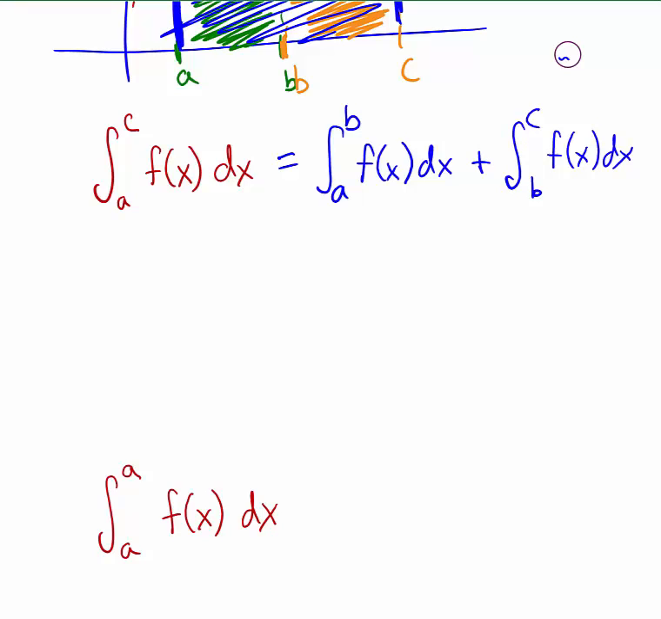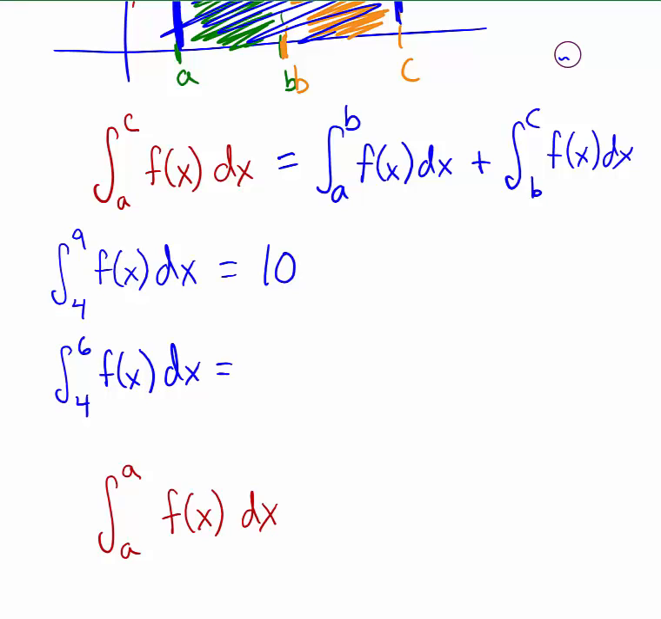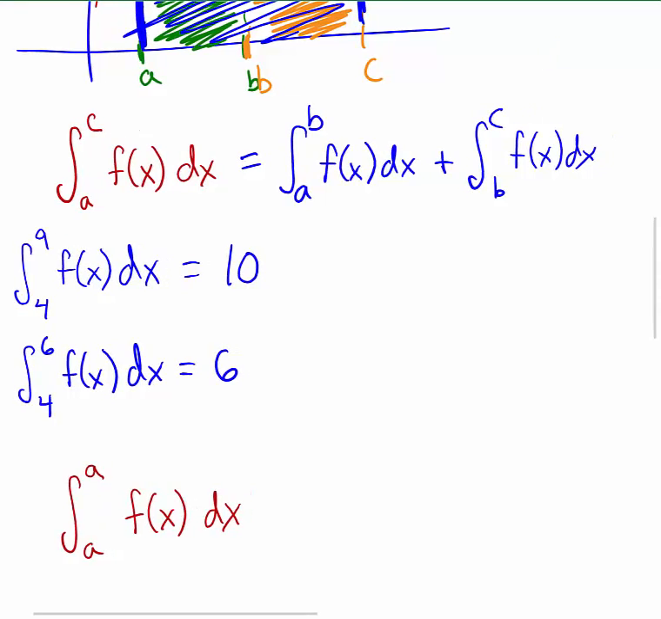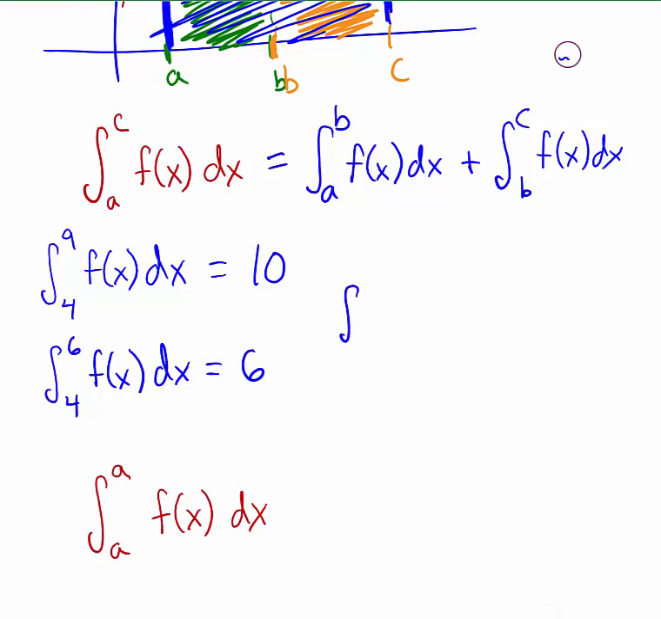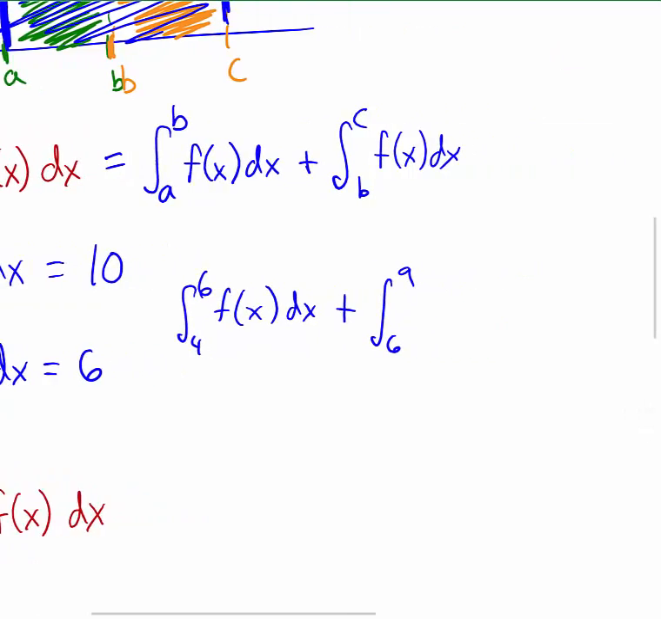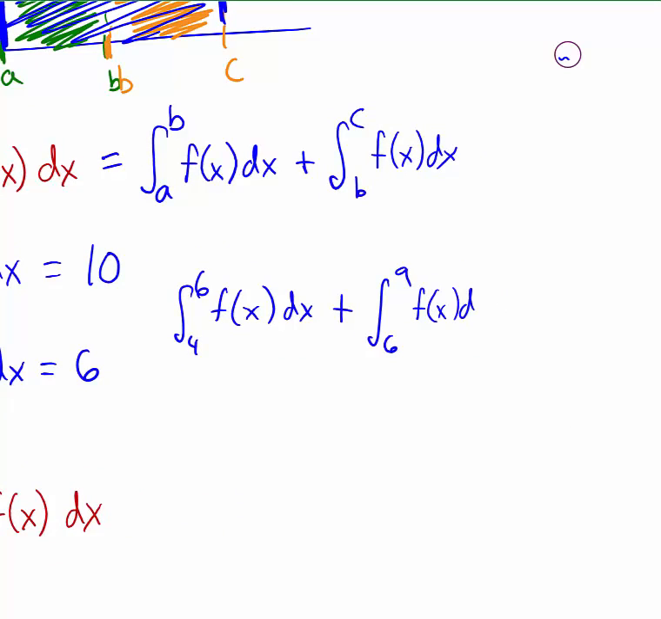So this could be helpful. Say a problem tells you that the integral from 4 to 9 of f of x dx is equal to 10, and then you know that the integral from 4 to 6 of f of x dx is equal to 6. So you could solve this, and we could say, okay, if we go from 4 to 6, then we also need to go from 6 to 9, and that'll be equal to the full integral from 4 to 9.